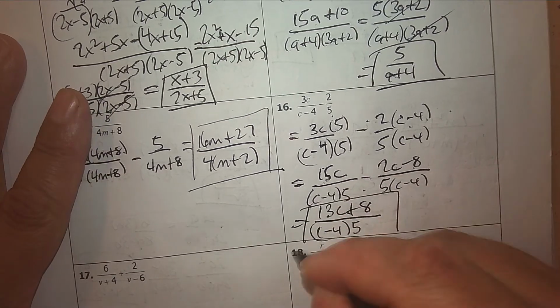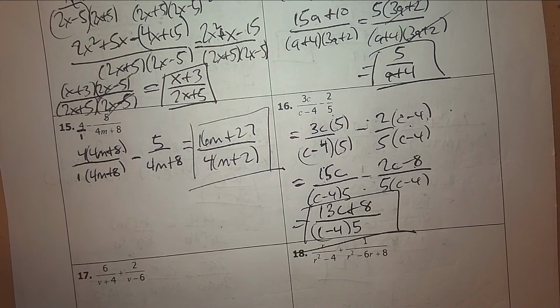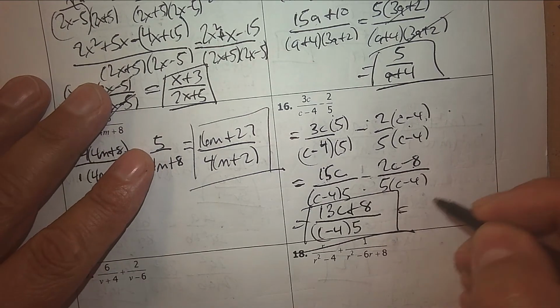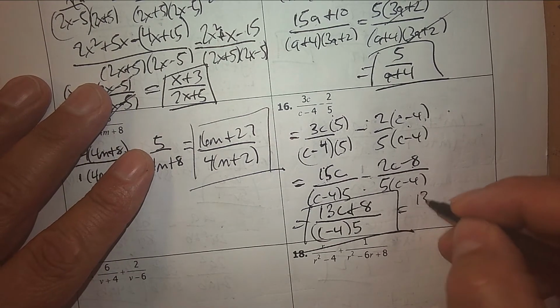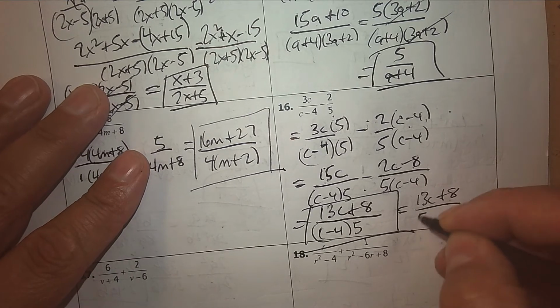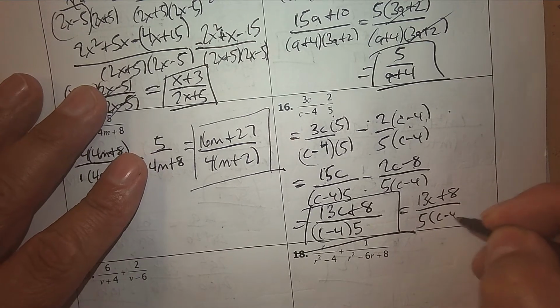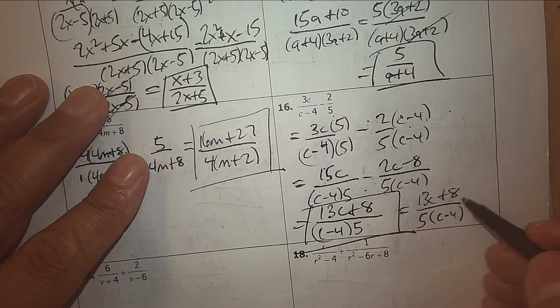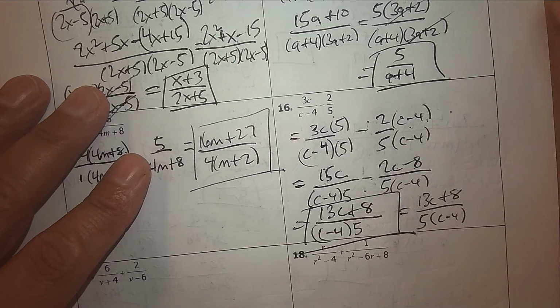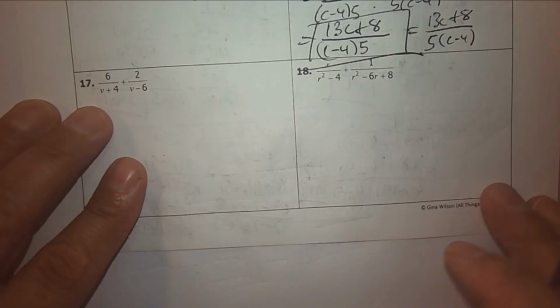Done. Nothing else. You could also write that as 13c plus 8 and put the 5 in front if it makes you more comfortable. But there's no common factor, nothing that's going to strike out here. It's prime. 17. Same technique.